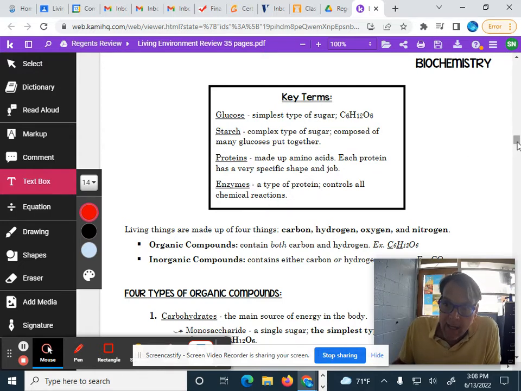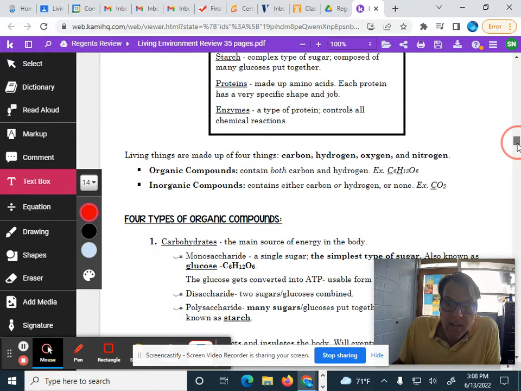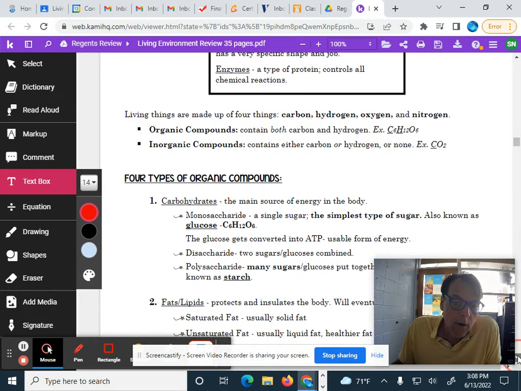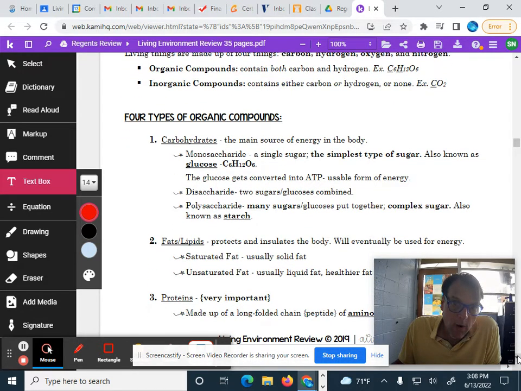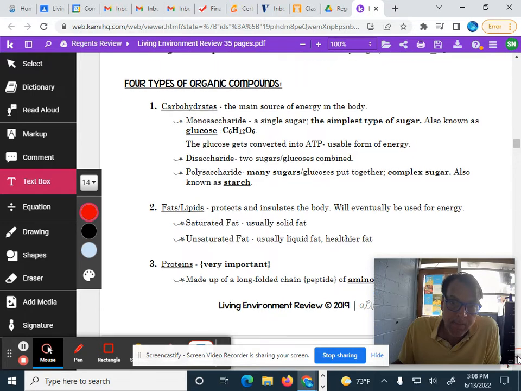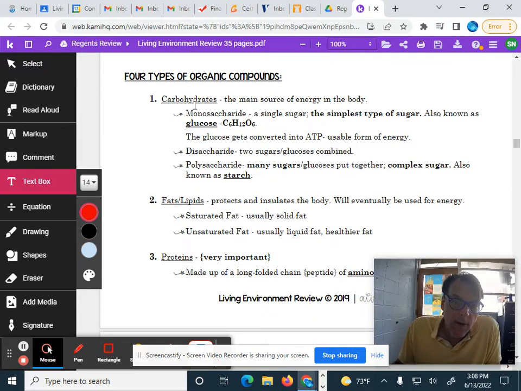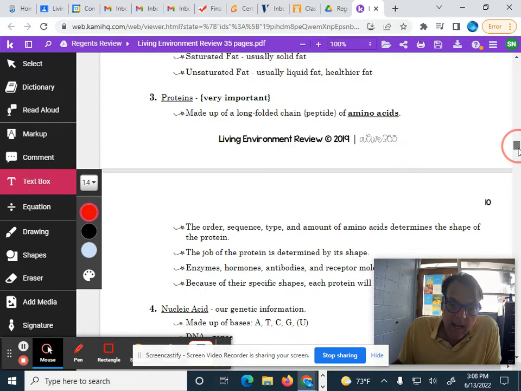If it's organic, it will contain both carbon and hydrogen, such as glucose. If it's inorganic, it doesn't have both. So carbon dioxide is an inorganic compound. Water is the most important inorganic compound because we need that for all of our other types of activities. The four types of organic compounds: carbohydrates, fats and lipids, proteins, and the last one is nucleic acids.